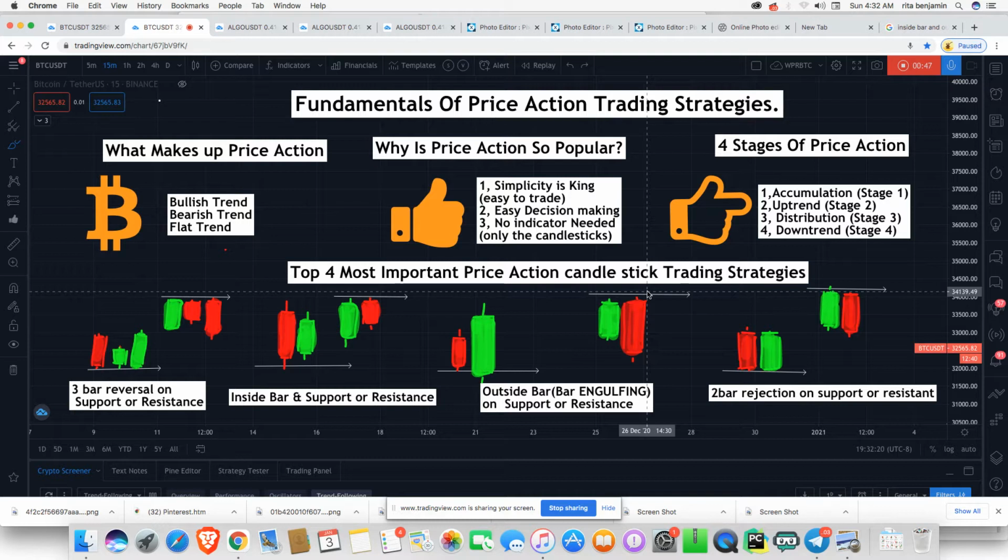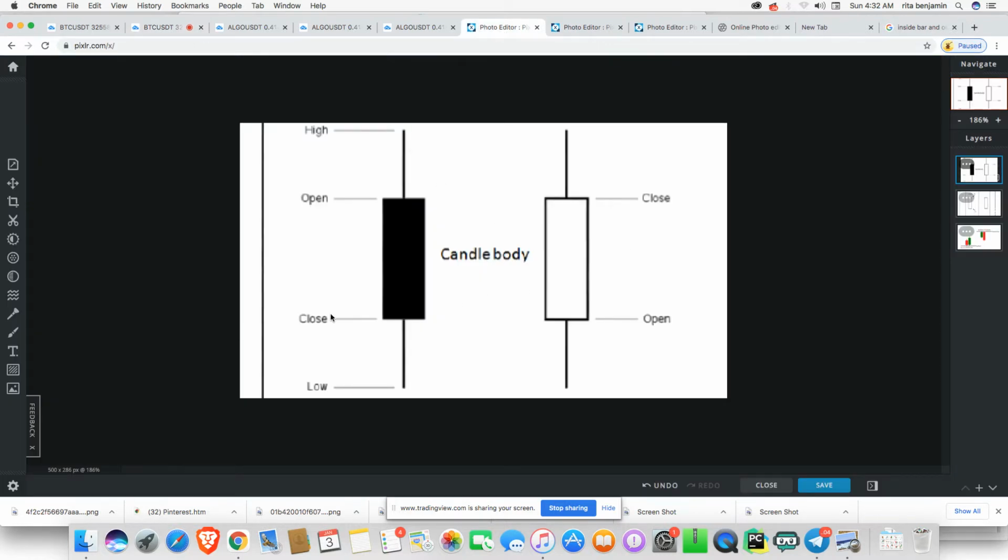So I will start first of all by explaining, for the sake of beginners, this video is going to be very beginner friendly. So I will start by explaining what is a candlestick. Now, this is what a candlestick is.